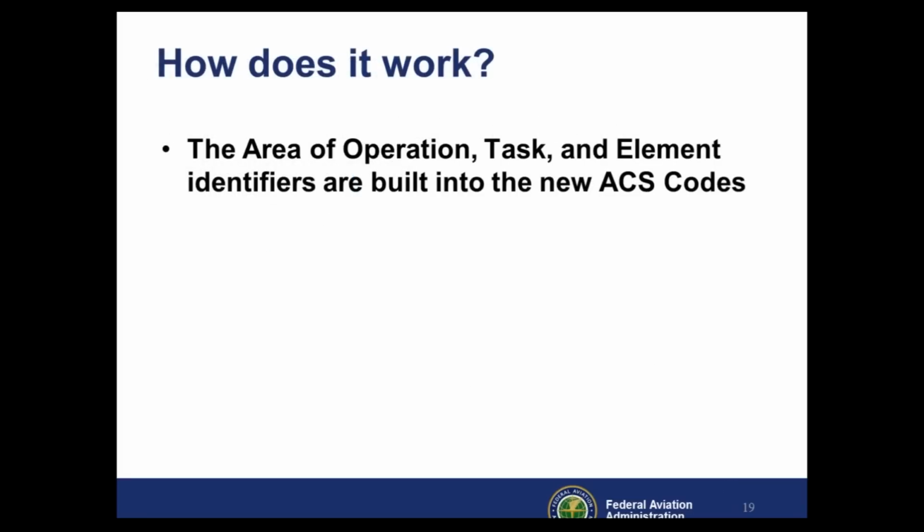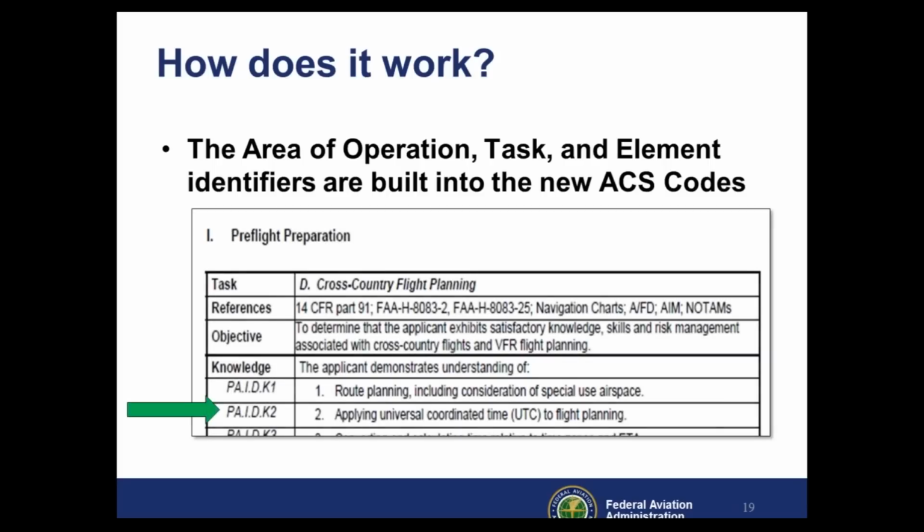We do have something new called ACS Codes. I want to explain those just for a moment. Here is an example. Again, this is the same screenshot I showed you a moment ago from pre-flight preparation. You'll see I have a green arrow pointing to PA.I.D.K2. That's an ACS code, and those are used quite a bit in this new system, and we'll explain why and how as we keep moving along here.